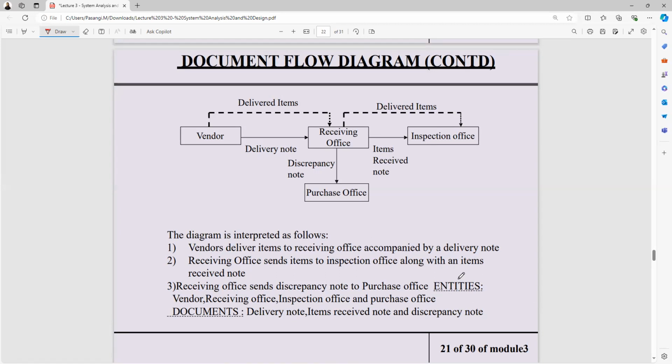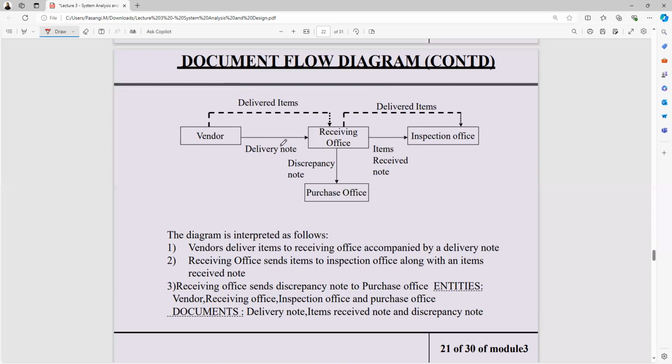And who are the entities? The vendors, receiving office, the inspection office, and the purchase office are the entities. And what are the documents? Here we have the delivery note, items received notes, and the discrepancy notes as well. So the diagram is interpreted as follows. We can interpret the entire diagram which it shows.